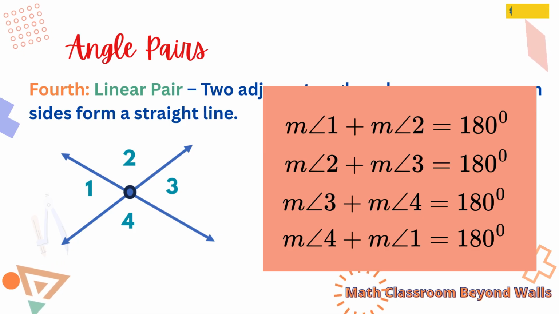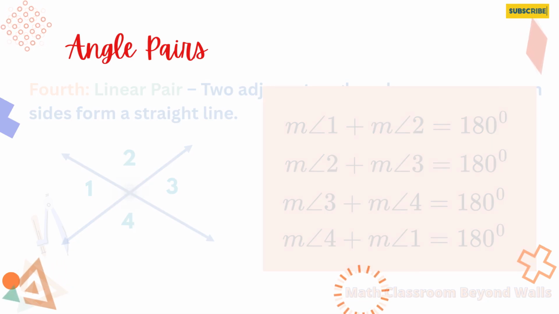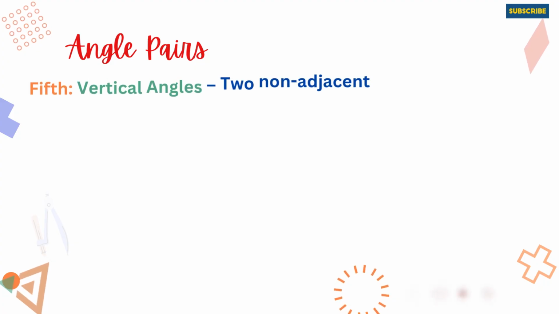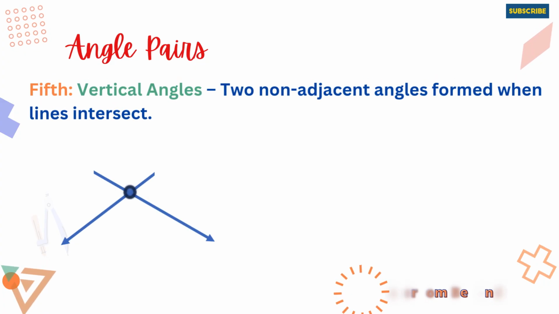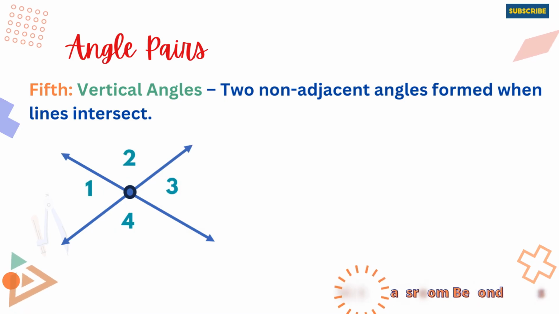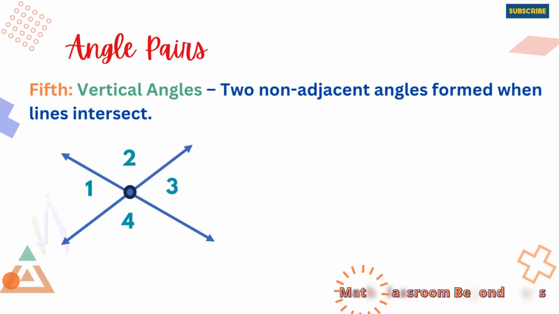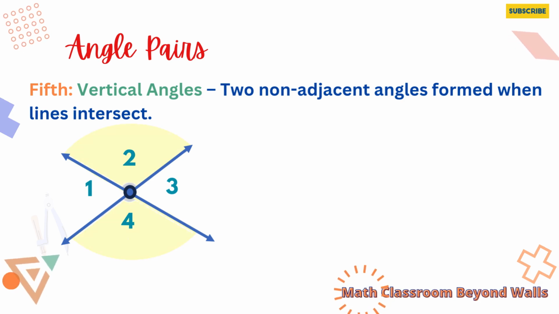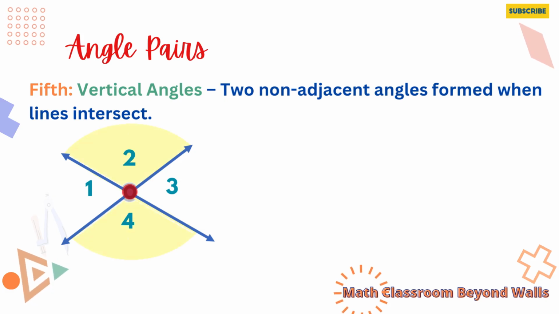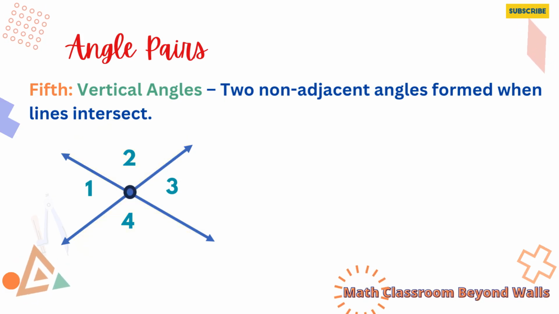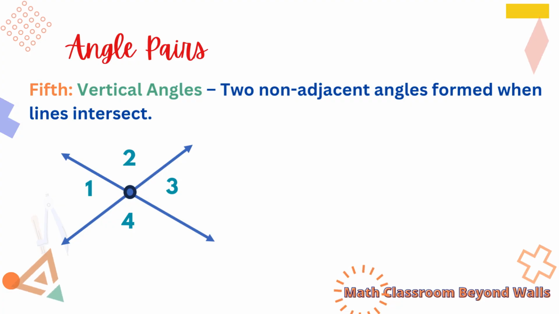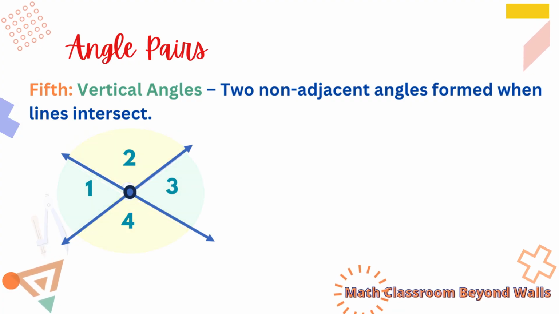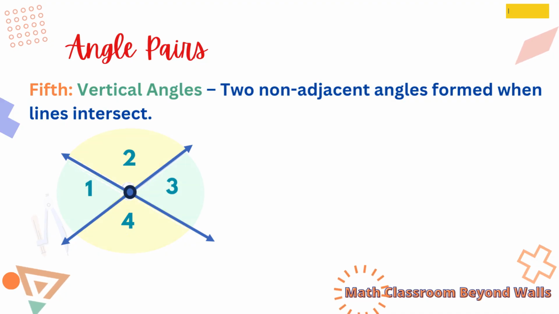Okay, now on to the fifth angle pair. Fifth, vertical angles. These are the two non-adjacent angles formed when lines intersect. These two angles are opposite each other. They share a vertex but do not share a side. How many pairs of vertical angles do you see here, learners? You're correct. There are two pairs of vertical angles here.